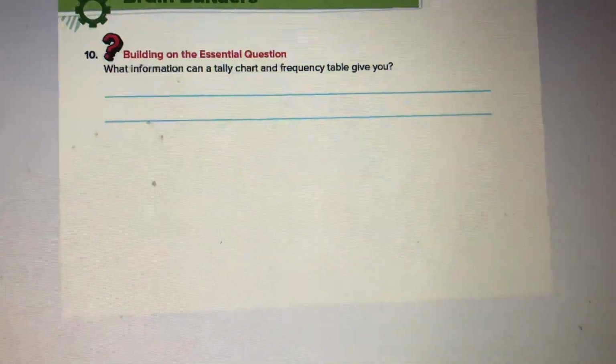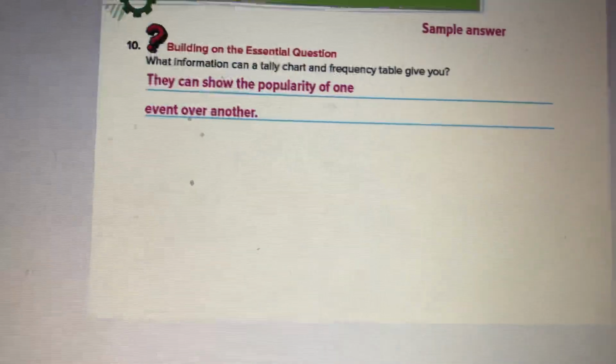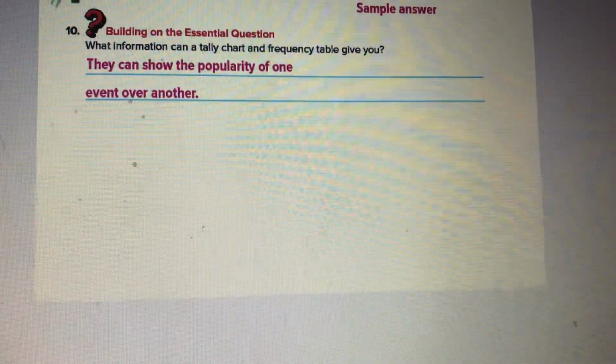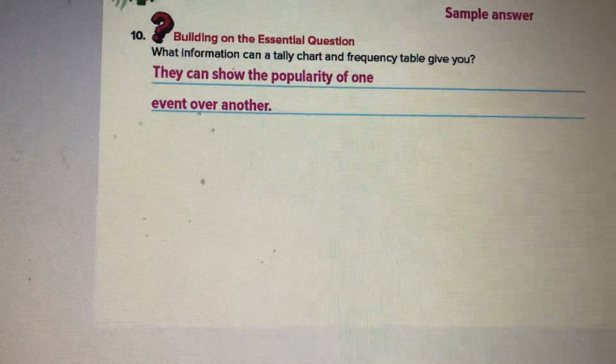All right, and number 10, what information can a tally chart and frequency table give you? I'm going to give you the answer on this one. They can show you the popularity of one event over another, usually pretty quickly too.